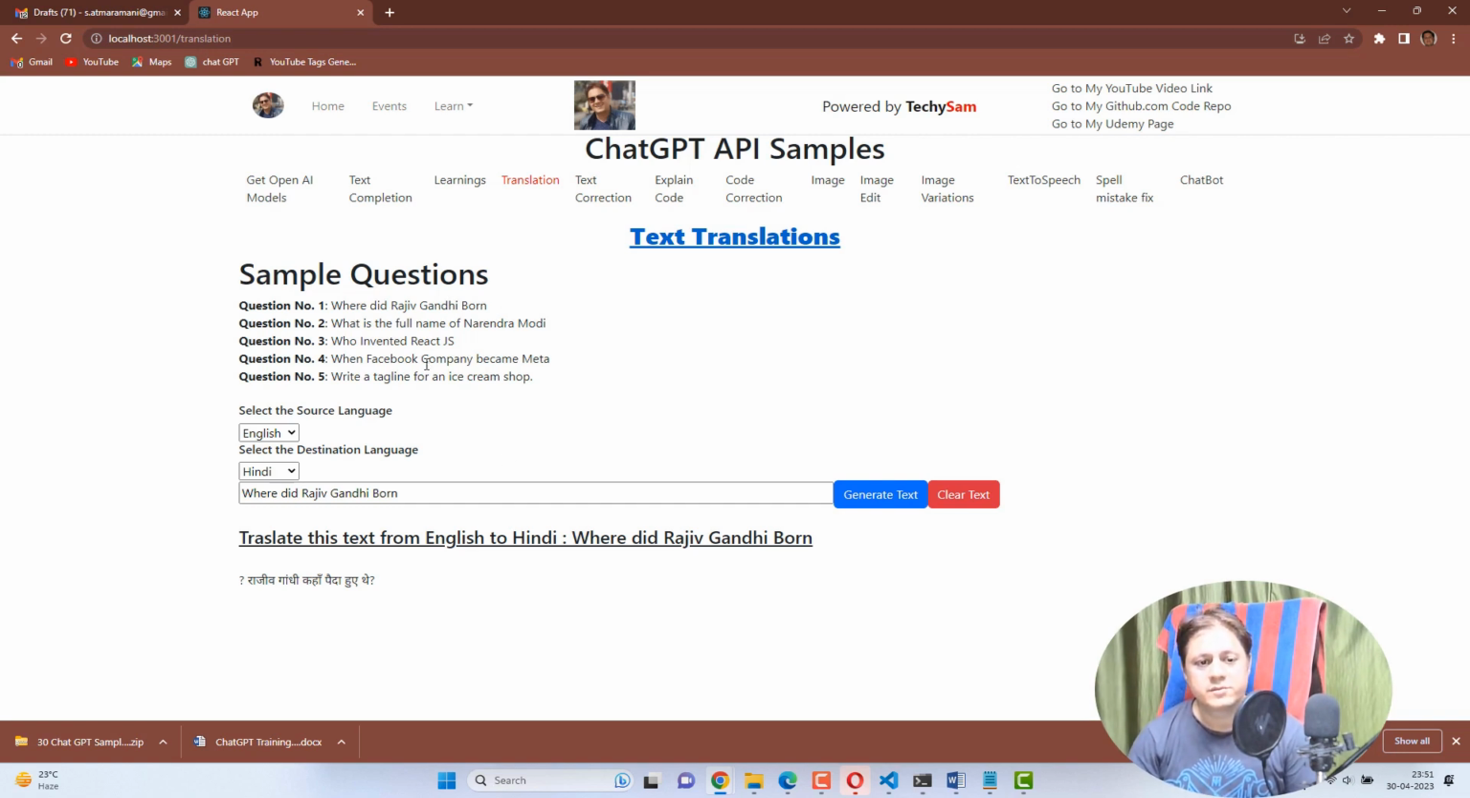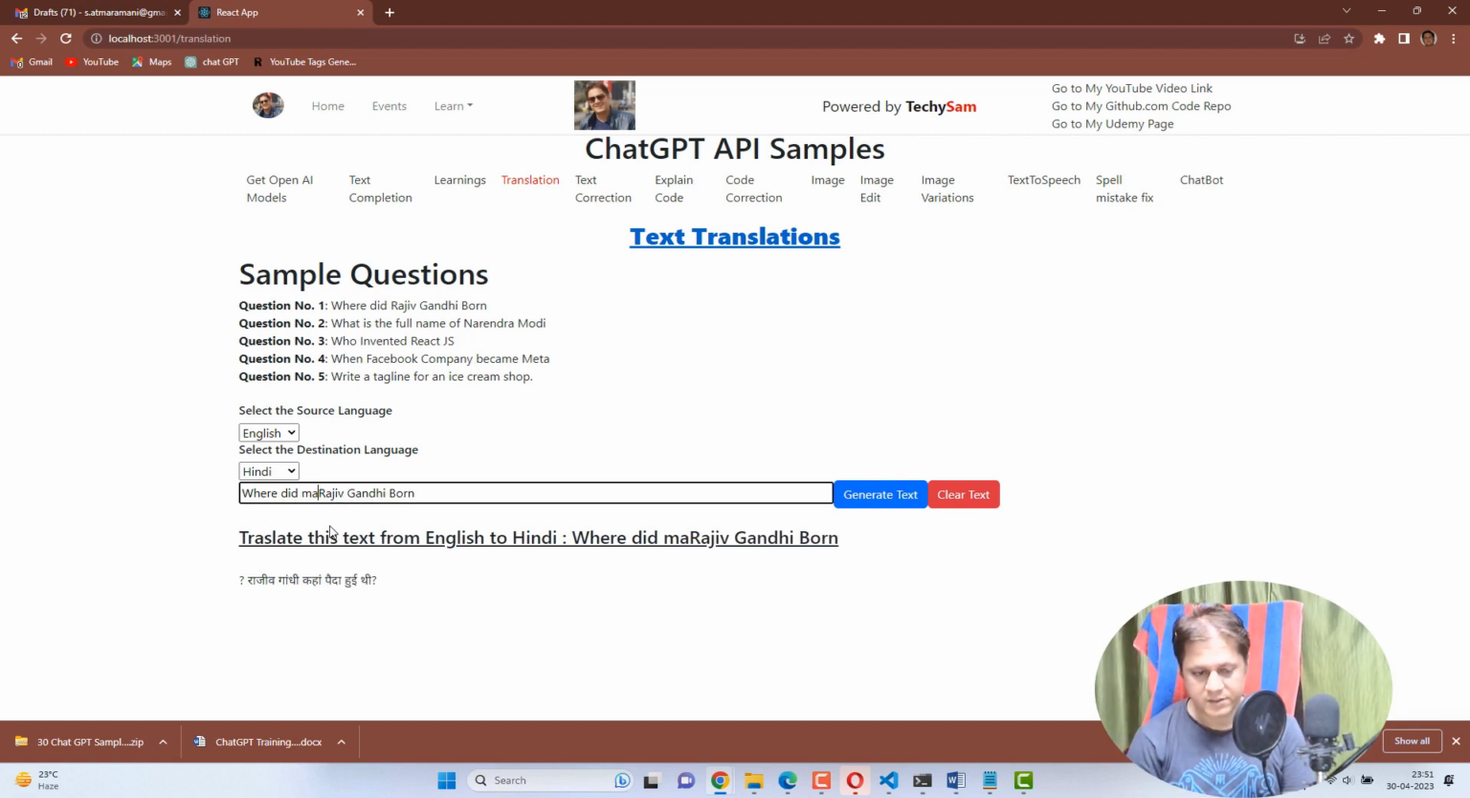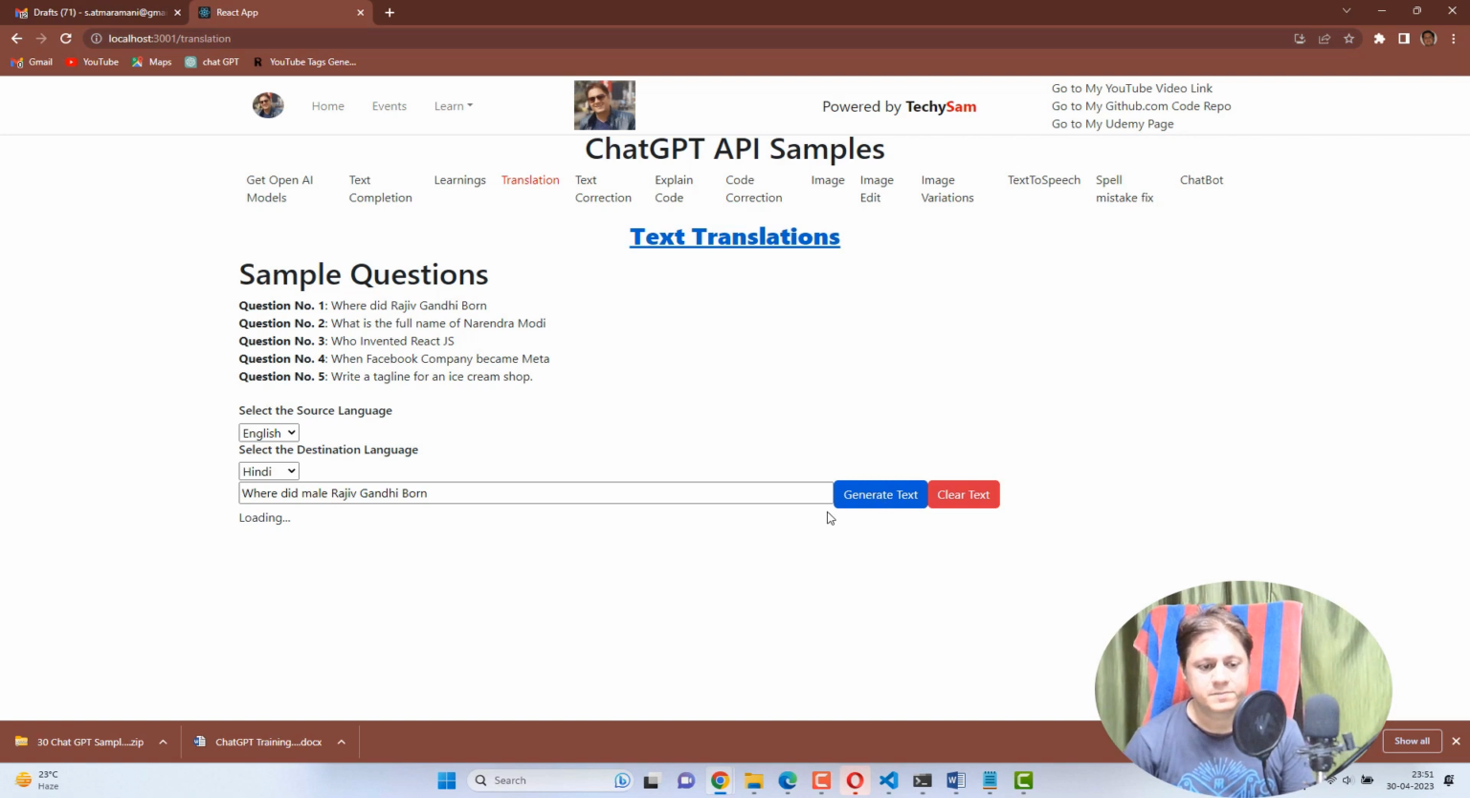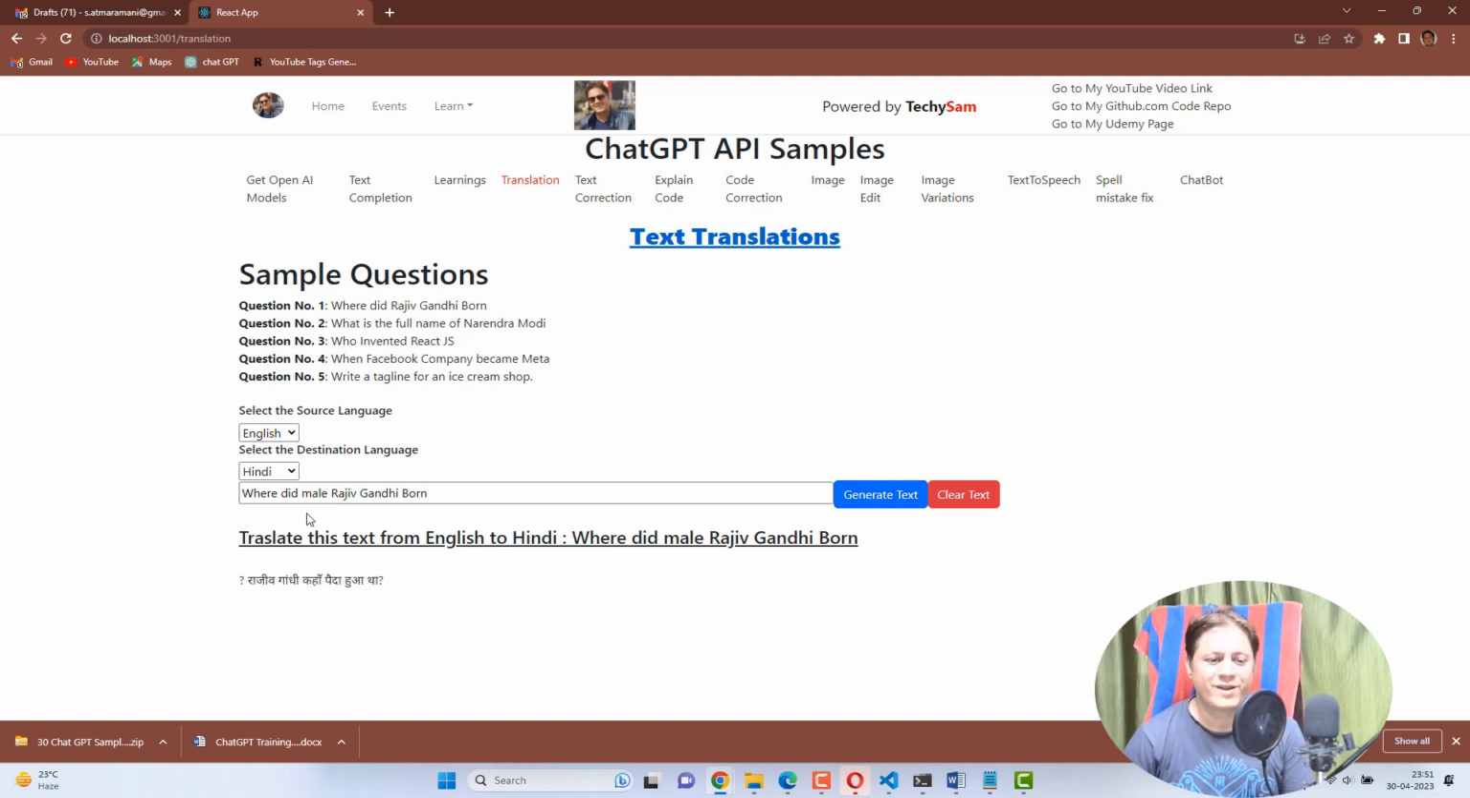So this is the Hindi to English translation, or English to Hindi translation actually. So it is not very very smart, but not because "kahan paida hui thi", this English text "kahan paida hui thi" means it is considering Rajiv Gandhi as a female person. That's what. So when I wrote where did male Rajiv Gandhi born, so he is saying "Rajiv Gandhi kahan paida hua".